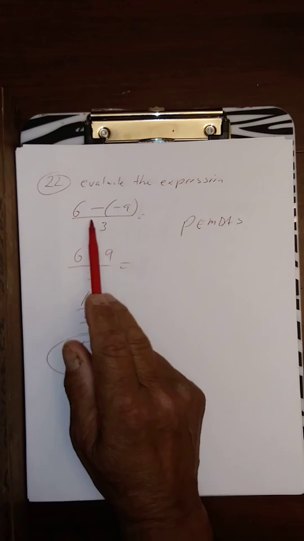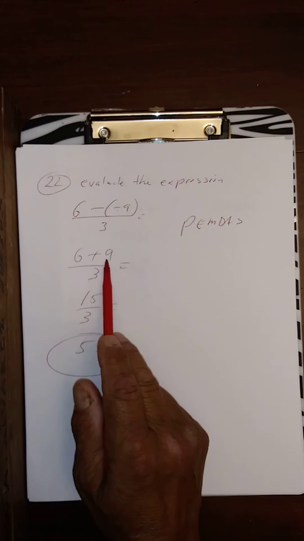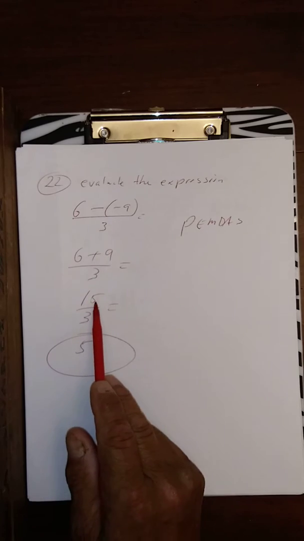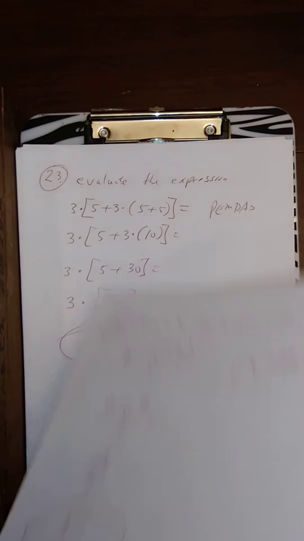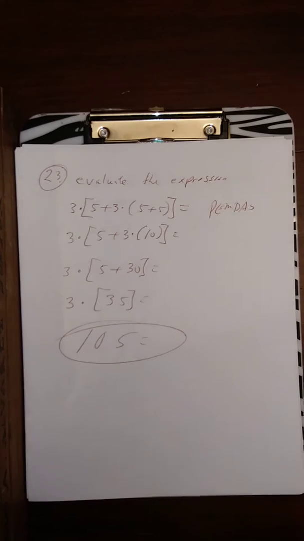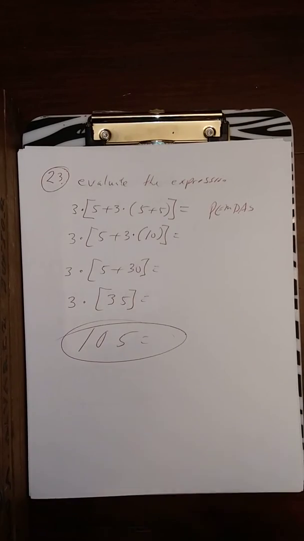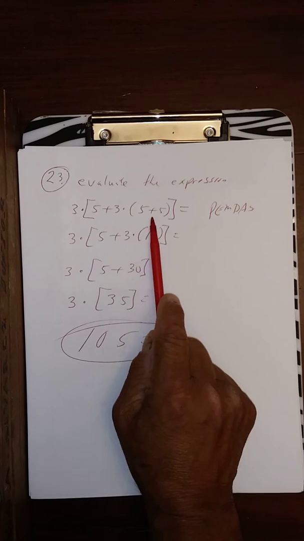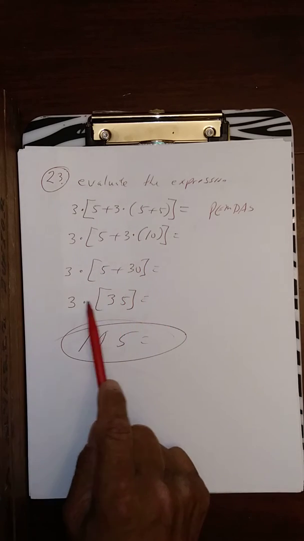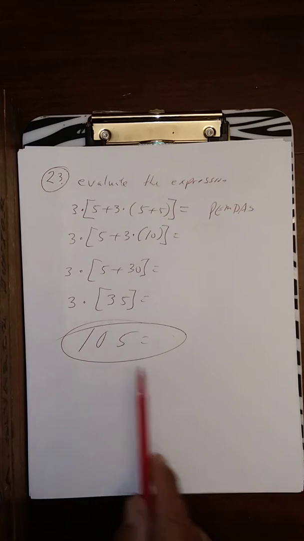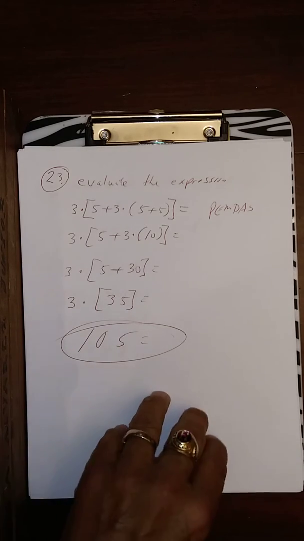Six minus 9. Minus is plus 9. 9 and 6 is 15. Divided by 3 is 5. 5 plus 5 is 10 first. 3 times 10 is 30. Now we're going to add these two. Is 35. 3 times 35 is 105. You can use a calculator if you want to.